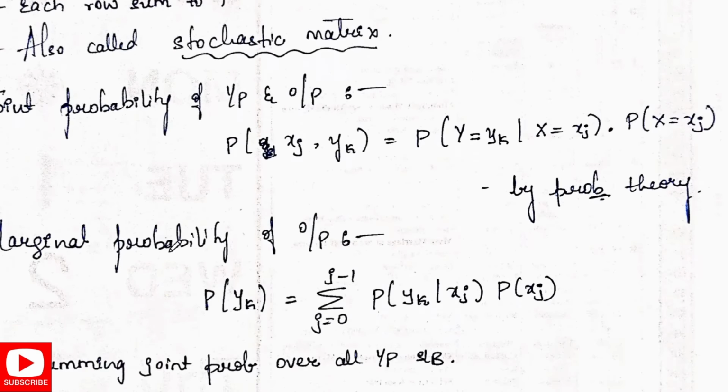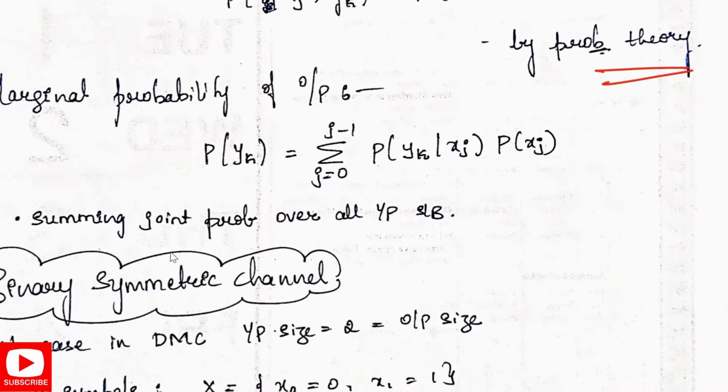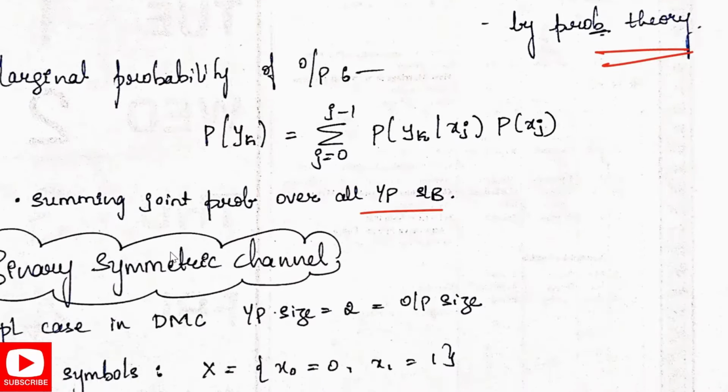Next is the joint probability of the input and output. Let us consider we have xj and yk. So p of Y equal to yk and X equal to xj is p of yk given xj, into p of X equal to xj, by the probability theory. Now the marginal probability of the output. Here the marginal probability is p of yk equal to the summation of j equal to 0 to J minus 1 of p of yk given xj into p of xj. So we are summing up the joint probability over the input symbols.